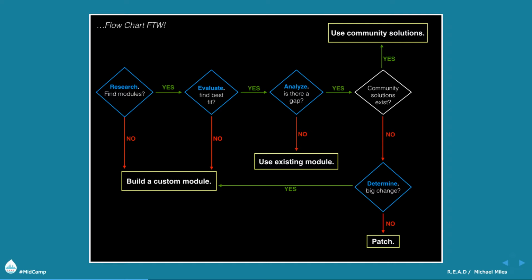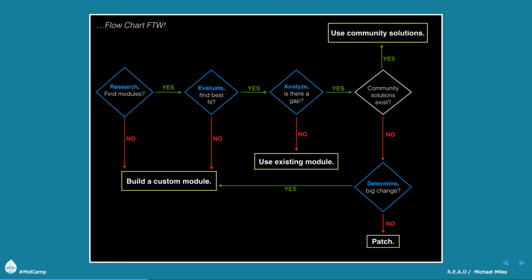So starting on your left. Research. Are you able to find modules? If you can't find any modules, build a custom one. If you do find modules, then evaluate them. Is there one that's the best fit? If there isn't, build a custom module. If you can find one that's the best fit, analyze it. Is there a gap in its functionality? If there's no gap, great. Use that module as is. You're done.